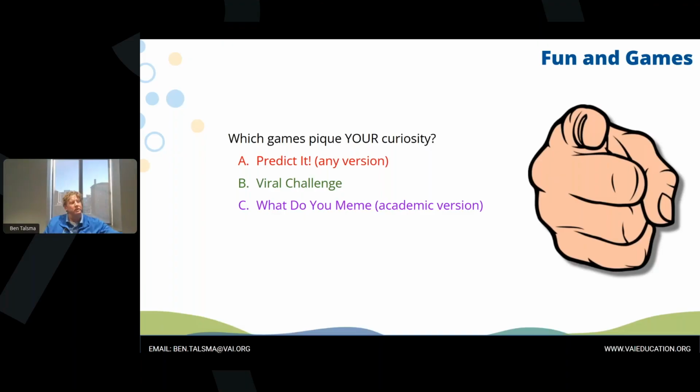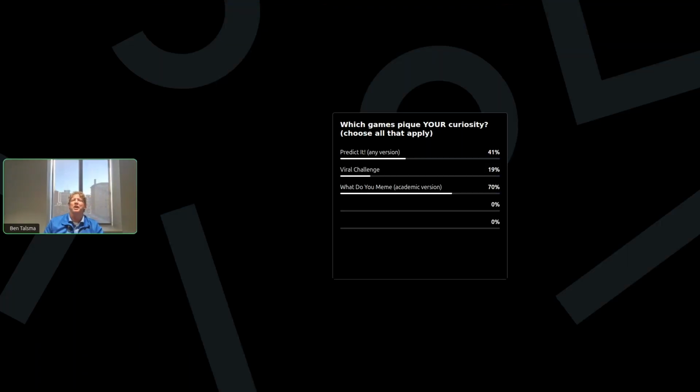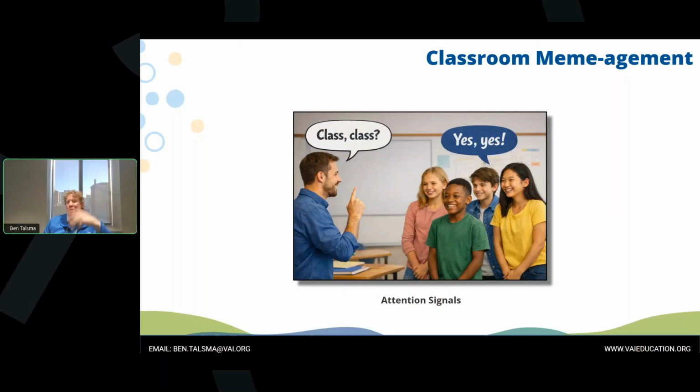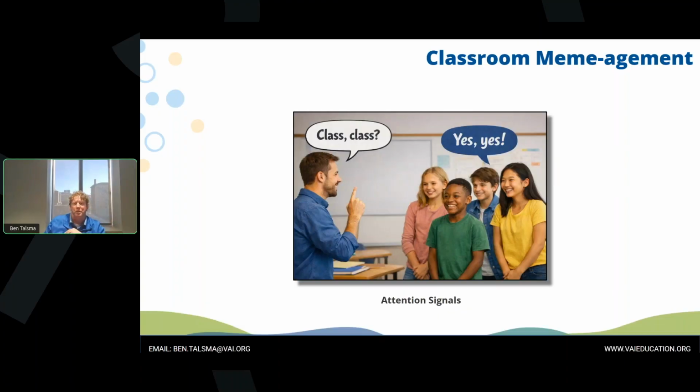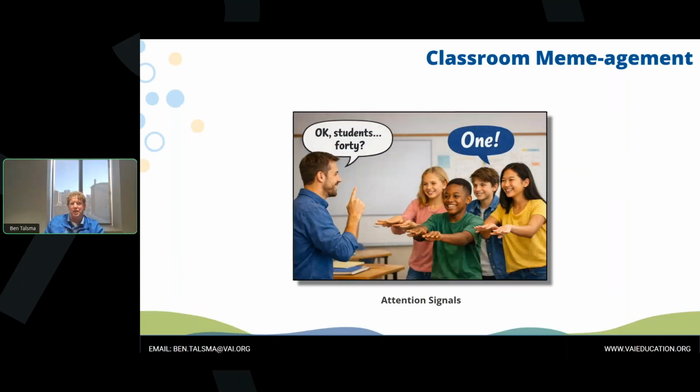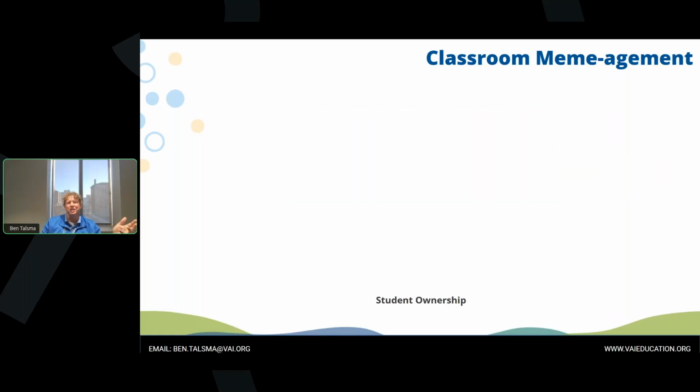Again, all of these pique some interest, but at the very top at 70%, we have What Do You Meme? Outstanding, outstanding. I love that as well. We can integrate these into our classroom management. For instance, attention signals. This one's all over the place right now. This is a meme, the class, yes, yes from whole brain teaching, but it doesn't have to be like that. The new 67, by the way, is going to be 41 with a little hand signal. You could use that as your call and response attention signal.